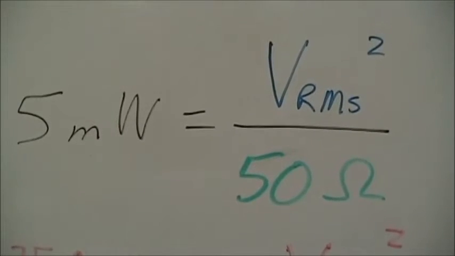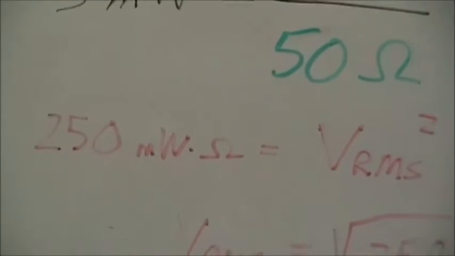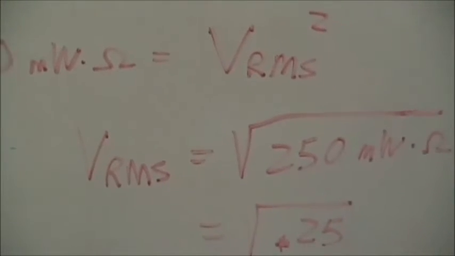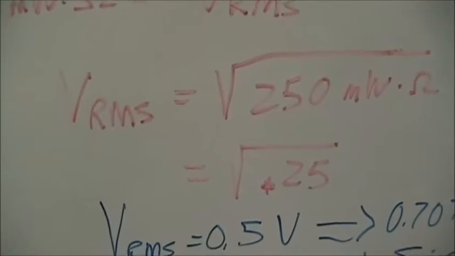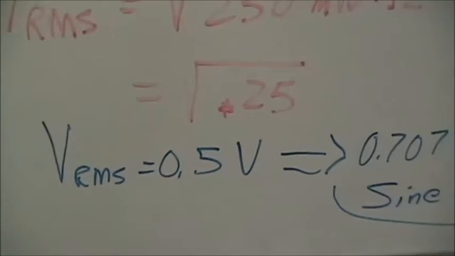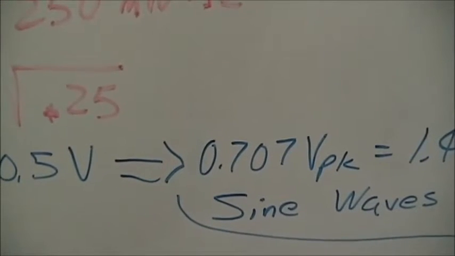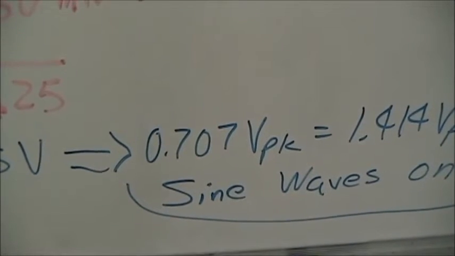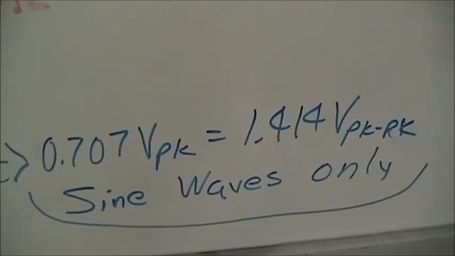So 5 milliwatts is voltage RMS squared over 50 ohms. If we do the calculation, that means that 250 milliwatt-ohms is equal to VRMS squared. So VRMS turns out to be the square root of 0.25, from the milli factor, and that gives us a VRMS of 0.5 volts. Now for sine waves, we know the relationship between RMS and peak is 0.707, or the inverse, 1.414. So for a sine wave, that is a 0.707 volt peak sine wave, or a 1.414 volt peak to peak sine wave.